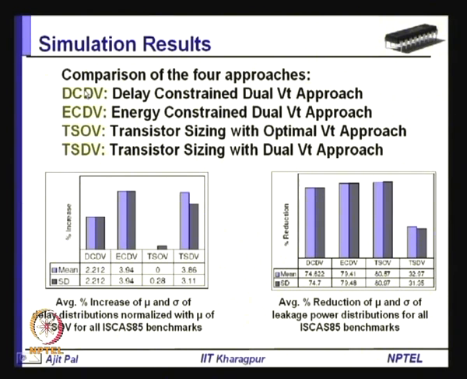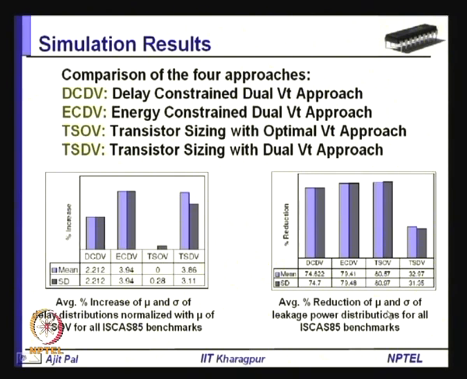Here is the comparison of 4 different approaches. This is the delay constant dual VT approach, this is the energy constant dual VT approach, this is the approach of transistor sizing with optimal VT, which I have discussed in detail right now, and another approach is transistor sizing with dual VT. In this case we find that transistor sizing with optimal VT, you can see the average percentage increase in mu and sigma of the delay distribution, normalized with mu of the TSOB for all the benchmarks. So, this gives the best result.